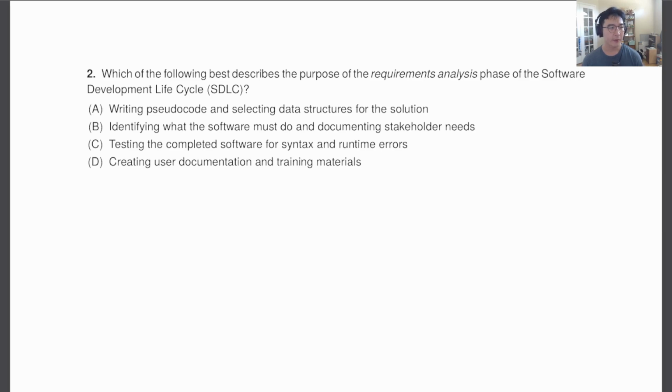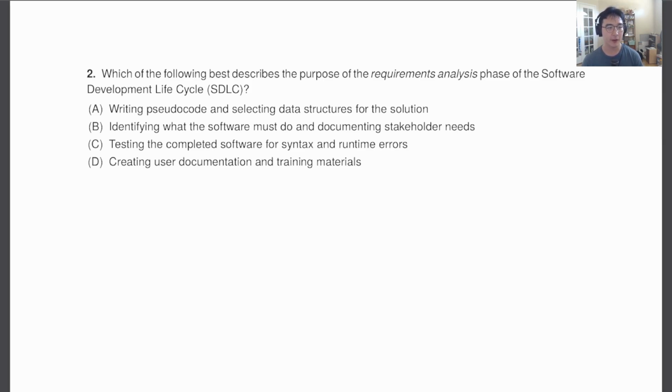So let's look at A, writing pseudocode and selecting data structures for the solution. Well, maybe that's already starting programming, right? So that kind of seems a little after you're trying to determine what is required. B, identifying what the software must do and documenting software needs. Documenting stakeholder needs. Yeah, that kind of seems about right? You're trying to see what the stakeholders require of your program.